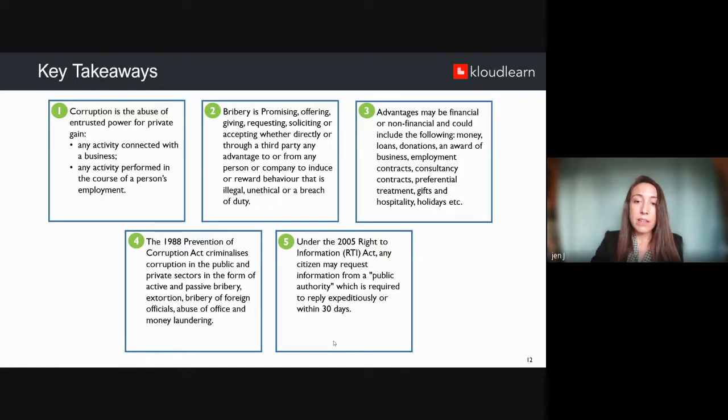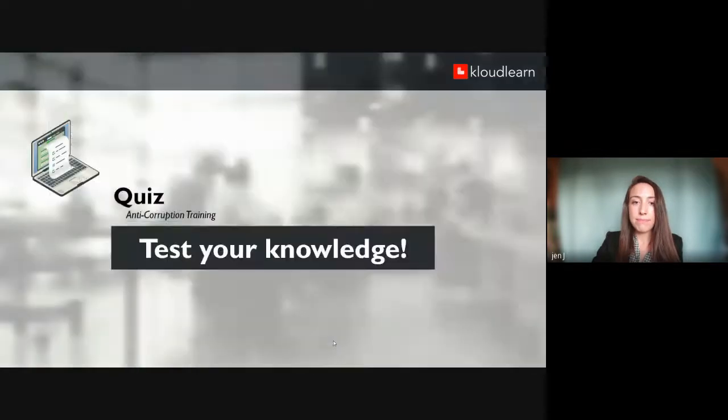5, under the 2005 Right to Information Act, any citizen may request information from a public authority which is required to reply expeditiously or within 30 days. Now let's test your knowledge with a quiz.